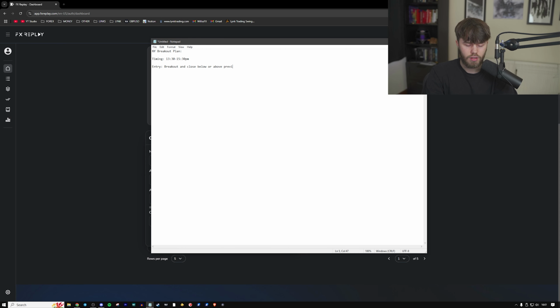previous high or low. It's weird typing on a keyboard when I'm usually on my laptop, so going to a desktop keyboard, it's very different switching keyboards every day.